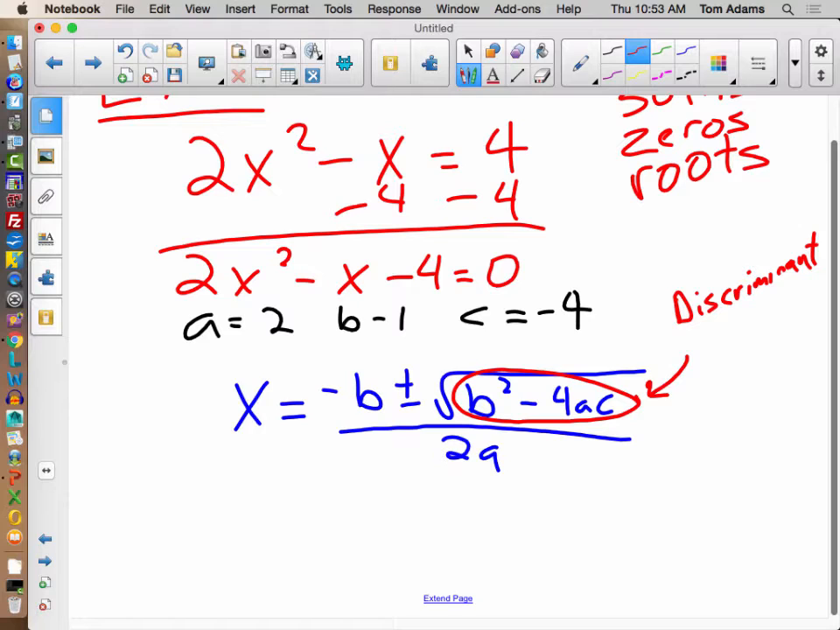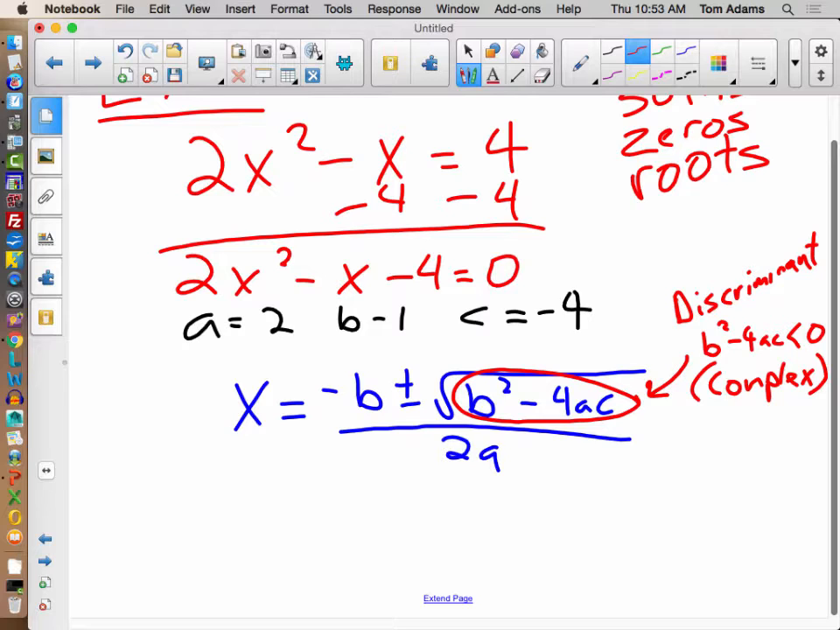So the discriminant, if that's a negative value, in other words, if b squared minus 4ac is less than 0, remember we can't take the square root of a negative value, so this would be what we call a complex solution. I don't think you have any of those in your homework today. But I just want to throw that out there.